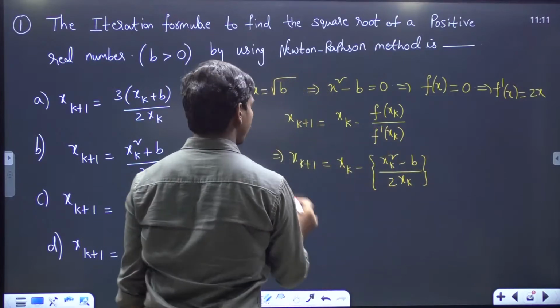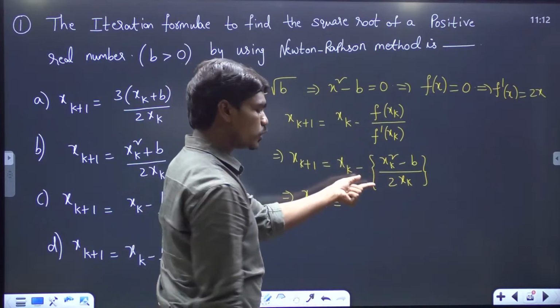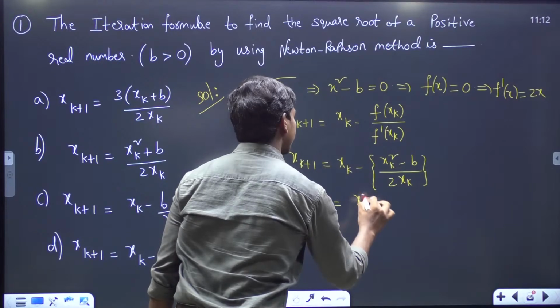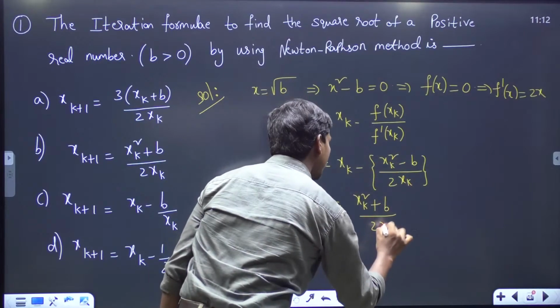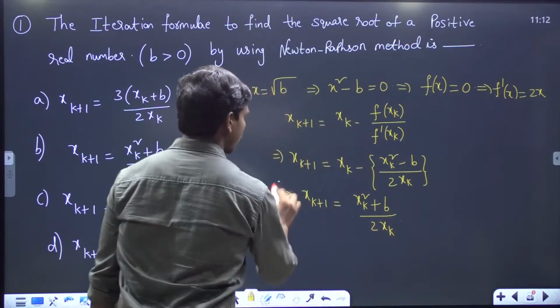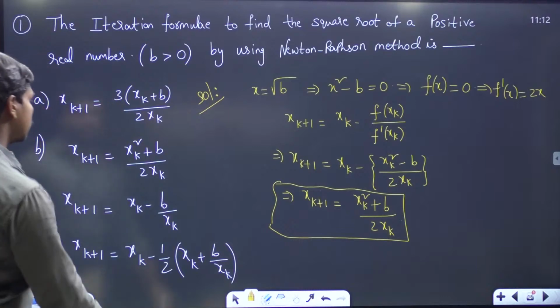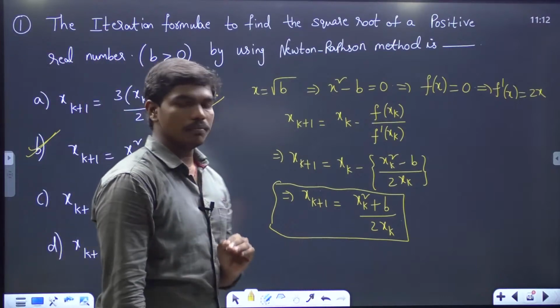So if you simplify the things now, xk plus 1 is equal to, if you take LCM, xk into 2xk is 2xk square minus xk square will give you xk square, minus into this minus will give you plus b, divided by 2xk. And this is the iteration formula to find the square root of this number, which is given in option B.